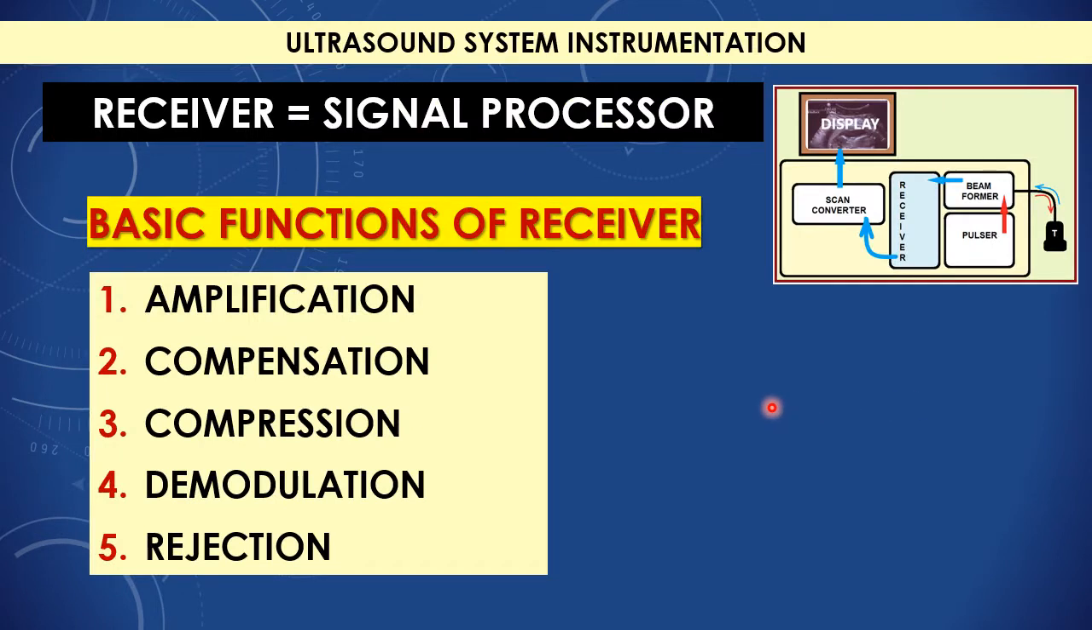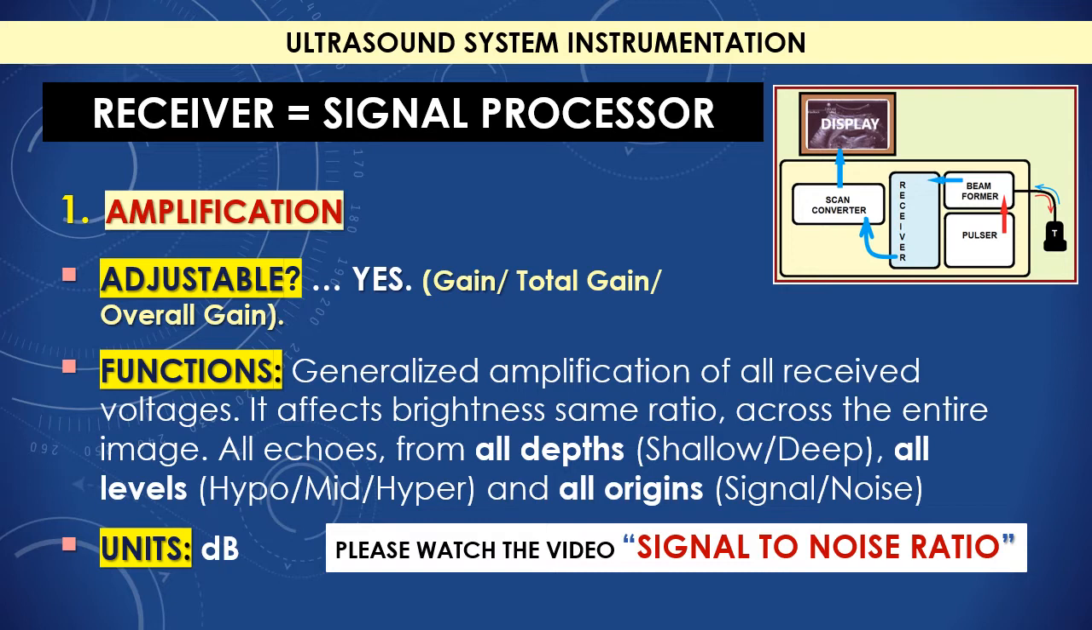So here are the 5 functions of the receiver. We have amplification, compensation, compression, demodulation, and rejection. All these are in the receiver. We start with amplification, and amplification is generalized amplification of all the received voltages. Is it adjustable? Yes, we can adjust it by the control units.